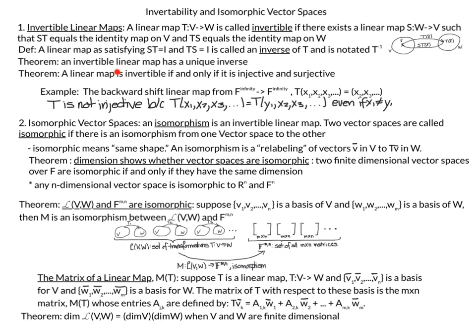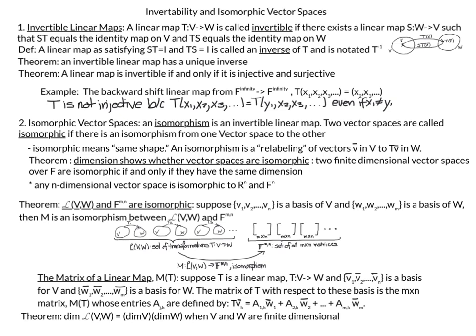And an example of a linear map that is not invertible is the backward shift map from F infinity to F infinity. If you recall, what it does is it takes an infinite sequence of numbers and gets rid of the first element. So T of (x1, x2, x3, and so on, going on infinitely long) is equal to (x2, x3, and then it continues). But it's getting rid of this x1 coordinate.